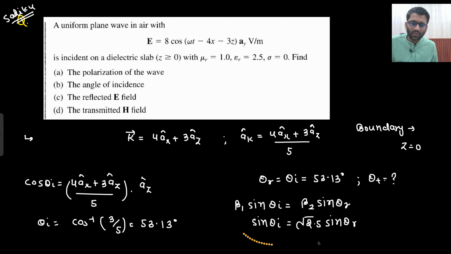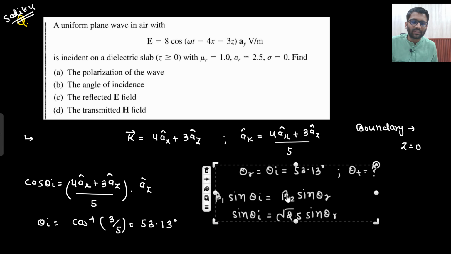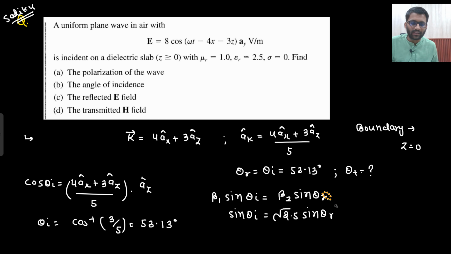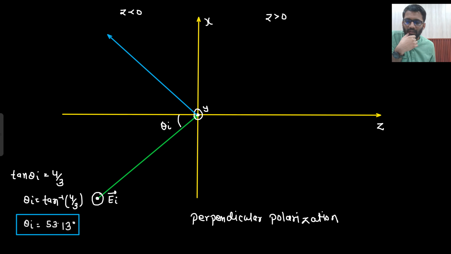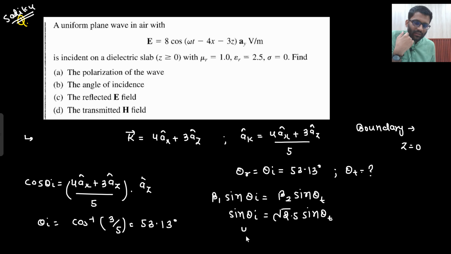Okay. We need to find the value of, not sin theta r, sorry, it should be written as sin theta t. Transmission angle we are talking about, not sin theta r. Transmission angle. Beta 1 sin theta I is equal to beta 2 sin theta t. So the value of sin theta I will be 4 by 5, right? Yeah, it would be 4 by 5.